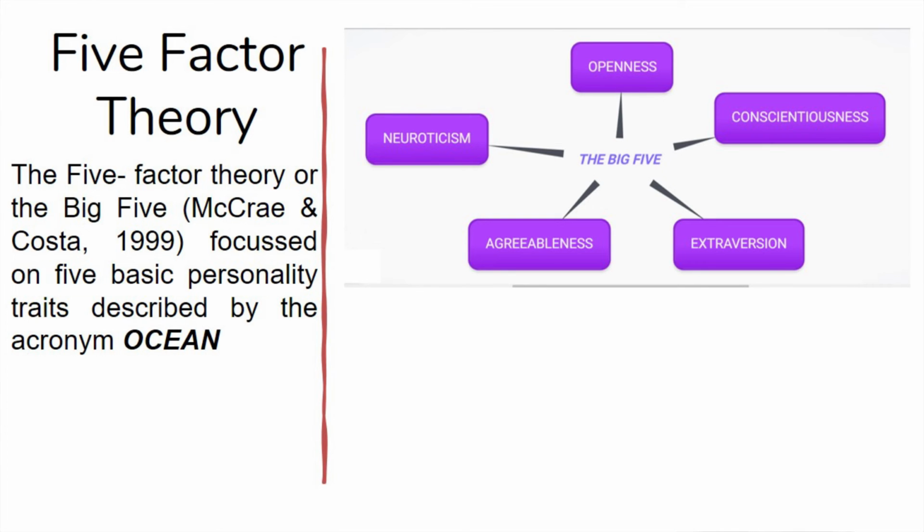Moving ahead with the five-factor theory, the Big Five. Okay, it was given by McCrae and Costa in 1995, who focused on the 5 basic personality traits, which can be remembered by the acronym OCEAN. Okay, these traits are high-order traits, which tend to have several interrelated lower-order traits. Okay, according to McCrae and Costa, the interaction of the basic tendencies with the environmental factors forms one's personality. Okay, these are openness, conscientiousness, extroversion, agreeableness, neuroticism.